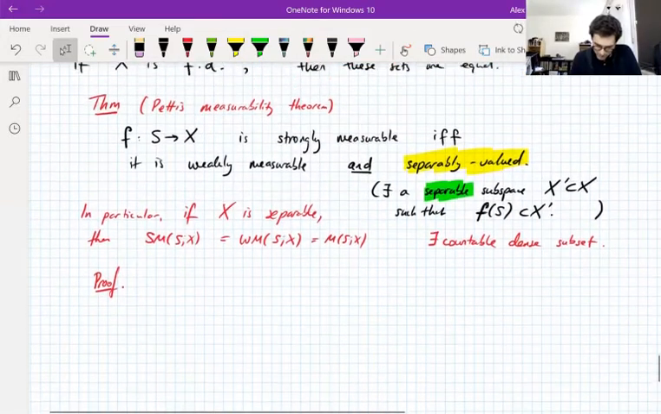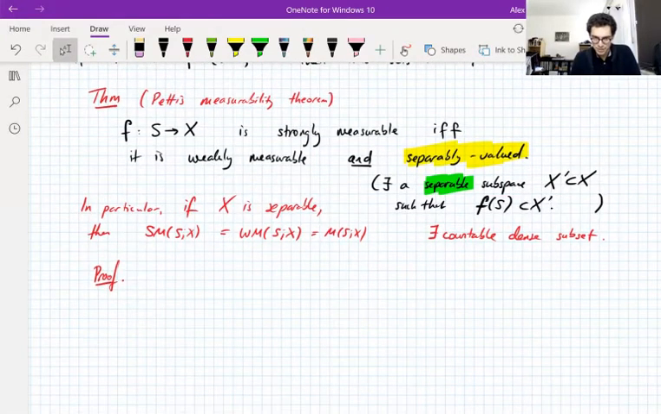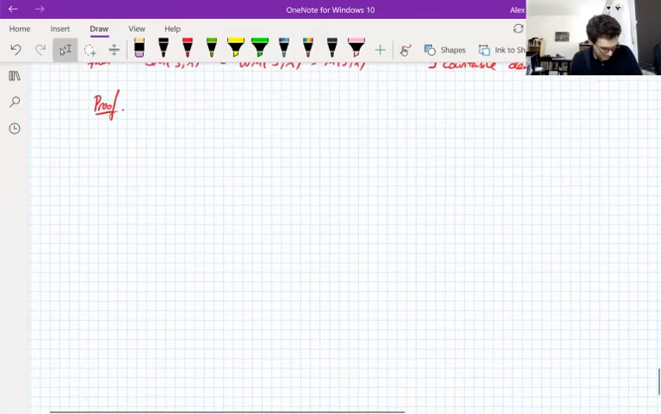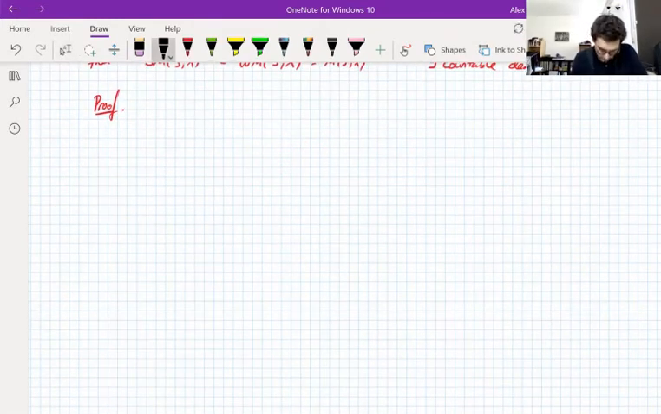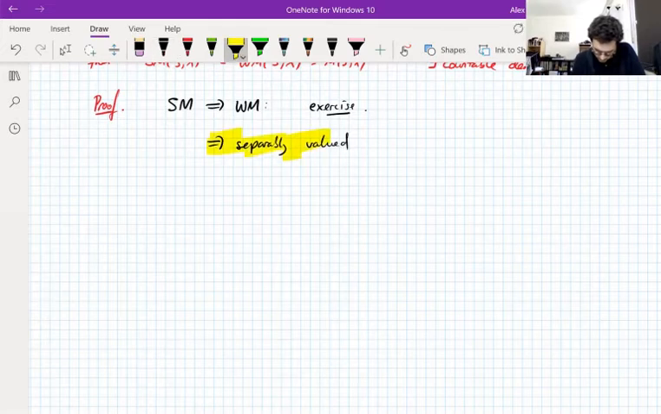Unlike a blackboard, I can't keep everything on the screen at once. This is really awkward. I hope everybody remembers what this theorem is. Okay, so let's start with strong measurability implies weak measurability. This was part of the exercise from before, so I'm not going to do it. I'm going to show now that strong measurability implies weak measurability and separably valued. The weak measurability is free. We have that already. Show that strong measurability implies separably valued. This is where we use a bit of work.